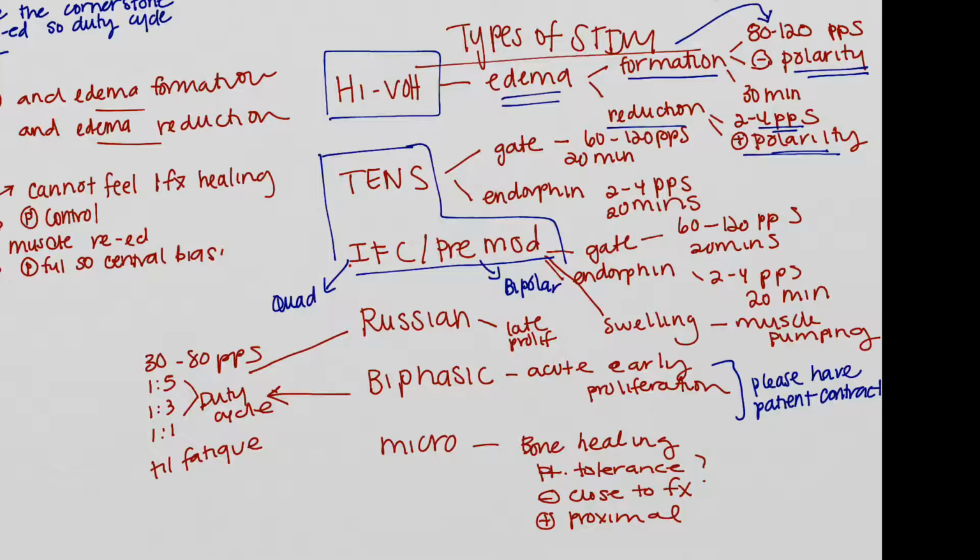So if we're thinking gate control, and this applies for TENS, IFC, and pre-mod, we want the frequency to be high, so between 60 to 120 pulses per second, or even higher than that. We want a 20-minute treatment, right? If we're thinking endorphin release, then we want the frequency to be relatively low, and we want the same treatment time, about 20 minutes, right, you guys? Same thing with IFC and pre-mod.